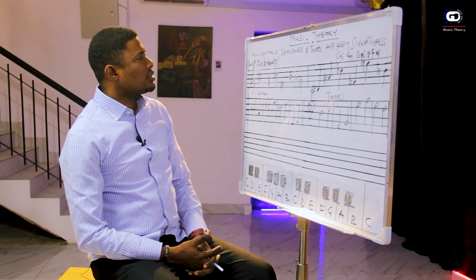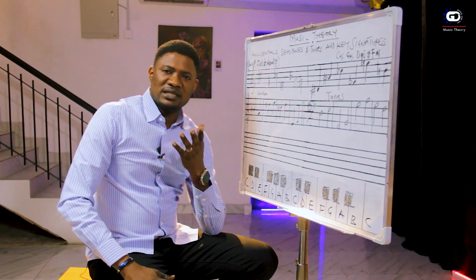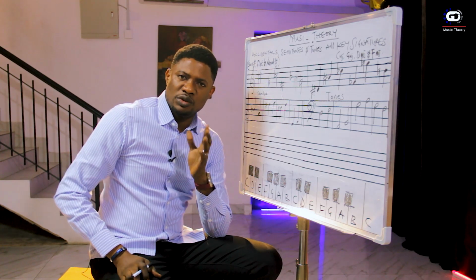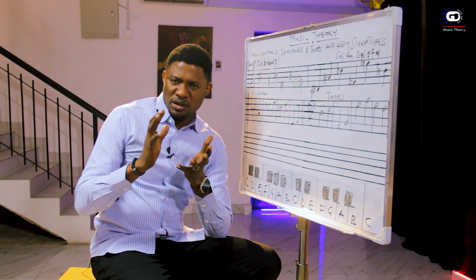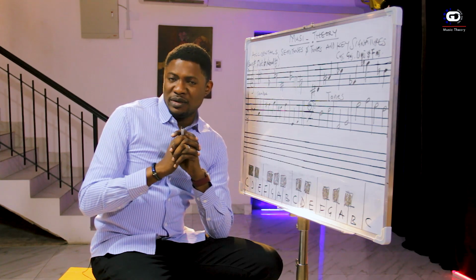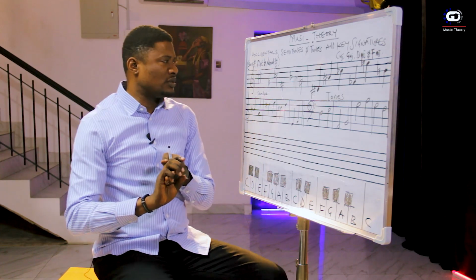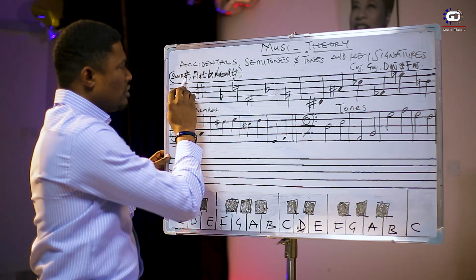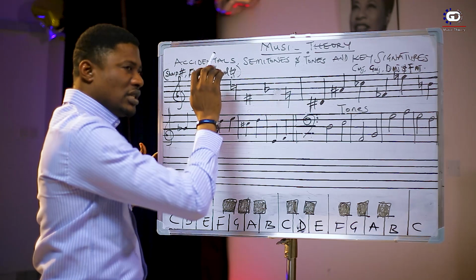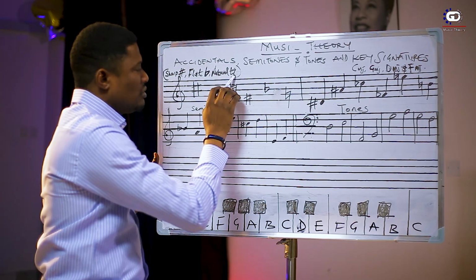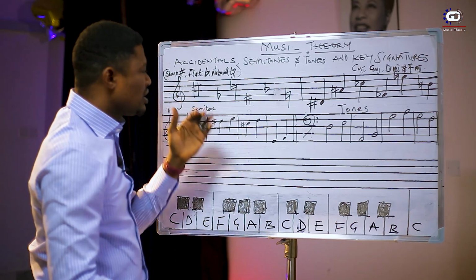Next, we want to talk about accidentals in music. By the word accidental, we mean symbols we use to denote a little change in music. There are about three accidentals: the sharp, the flat, and the natural sign. The sharp looks like your hashtag, and the flat looks like a B, a bit tilted, and then the natural sign.